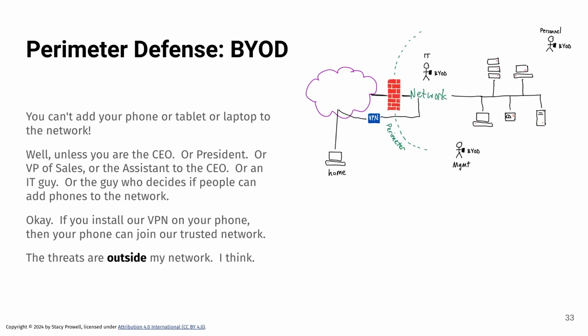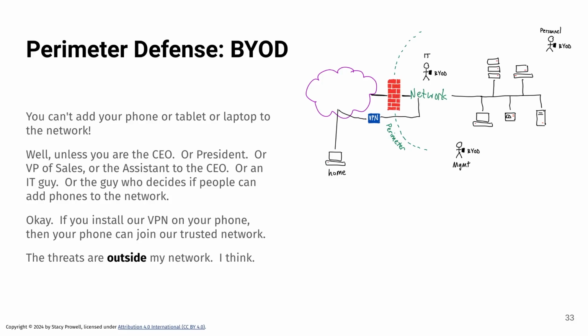Now people come to me and they say, why can't I get to this thing with my phone or my tablet? Right? You want to bring your own device. BYOD. Well, you can't do that. You can't add your phone. Or wait, you're the CEO? Oh, well, then I guess I'll have to figure out how you can add your device, Mr. CEO, or the president, or the VP of sales, or the assistant to the CEO, right?